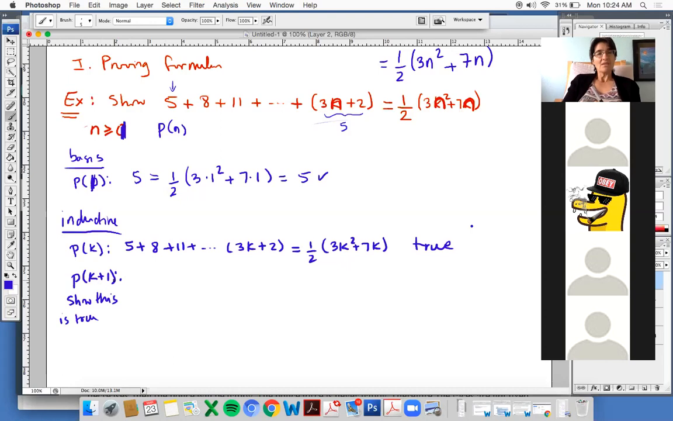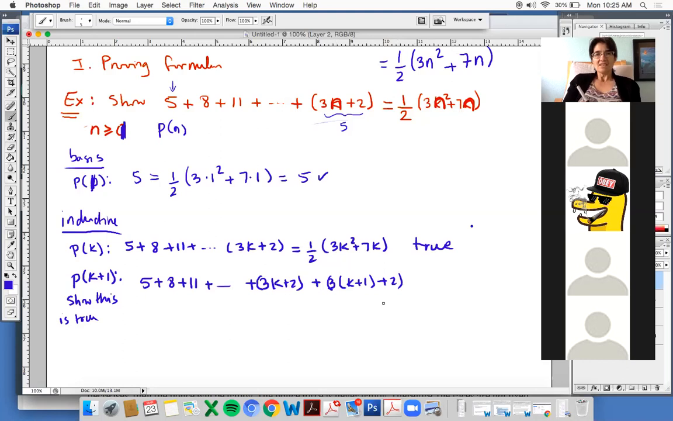So we're going to write PK plus one. Okay, so we're replacing N by K plus one in our original equation. So we have 5 plus 8 plus 11, and then 3K plus 2 is what we ended with here. You want to copy that down because it's going to make it easier when we substitute. But then we want to go one more. We want to plug in K plus 1 instead of N to get to the next term, right?